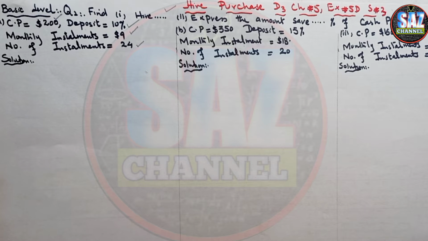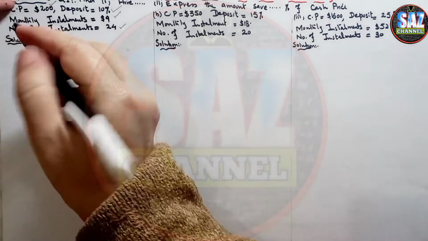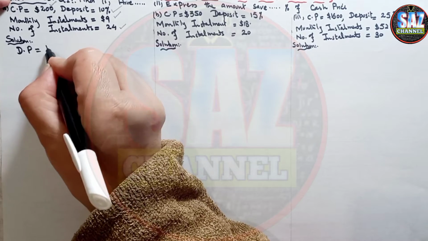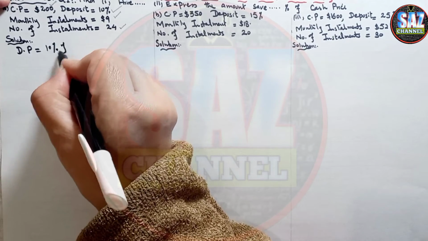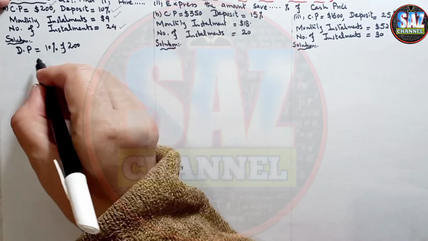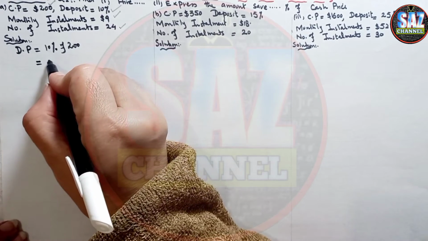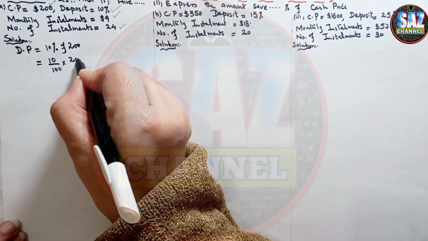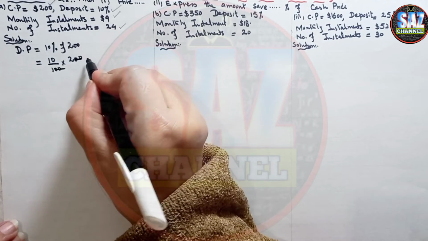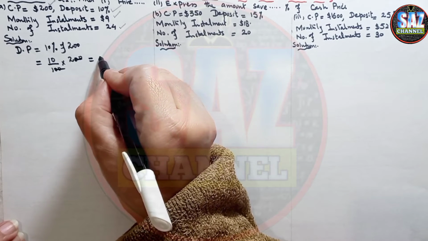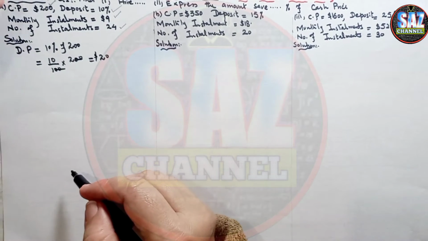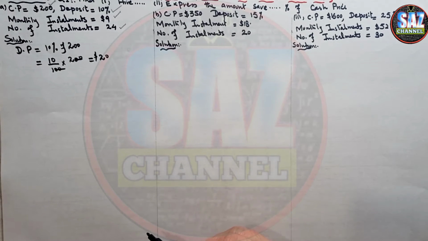So the down payment will be equal to 10% of 200 that we have to pay to the shopkeeper, so that we can get that thing from the shopkeeper. So it will give me 10 over 100 multiplied by 200. These two zeros will go, so the down payment, or deposit, is $20. It means that I have to pay $20 to the shopkeeper, and the remaining amount I have to pay in the form of installments.